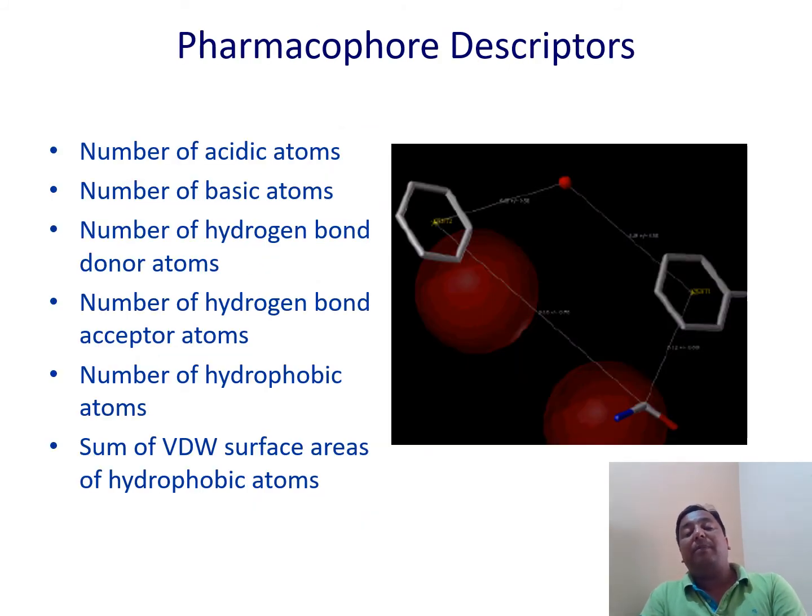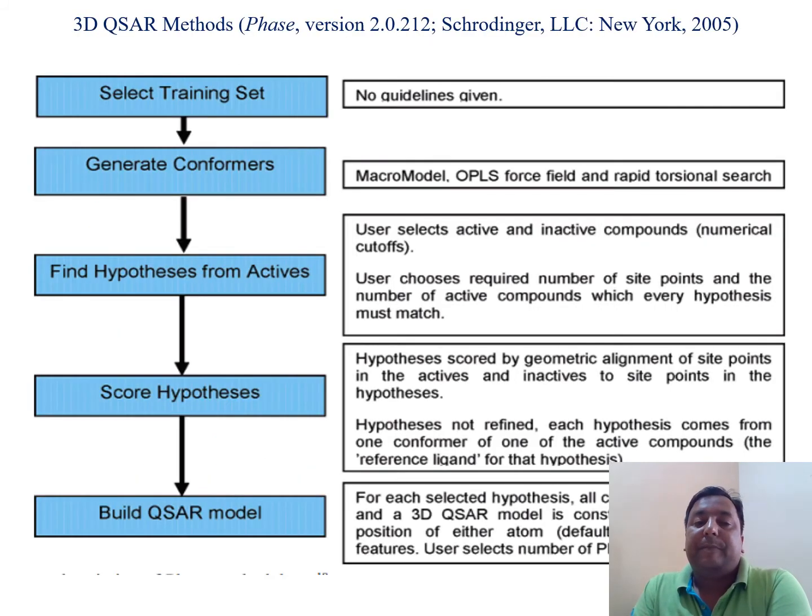Now I was talking about the pharmacophore features and descriptors in terms of acidic atoms, basic atoms, hydrogen bond donor atoms, hydrogen bond acceptor atoms, the number of hydrophobic atoms, van der Waals surfaces, and hydrophobic regions. We also have to identify the hydrophobic atoms which are responding to the biological activities.